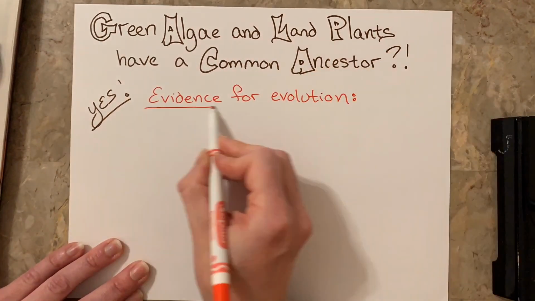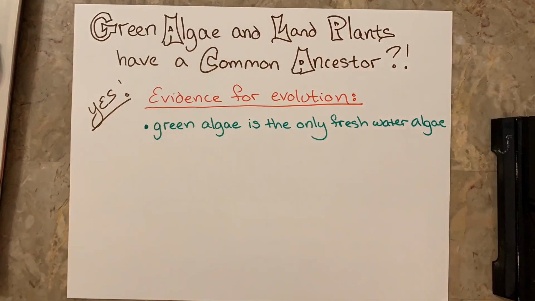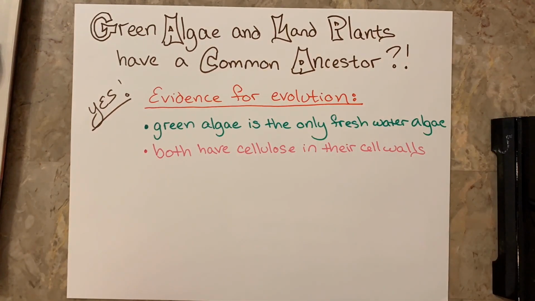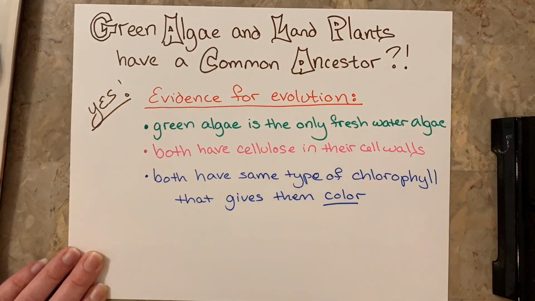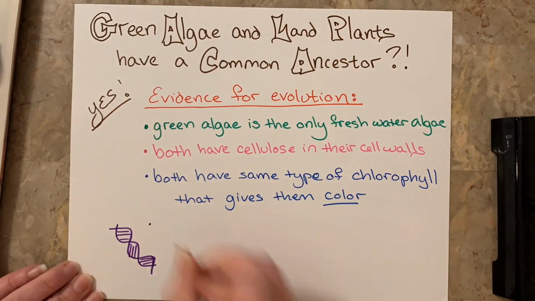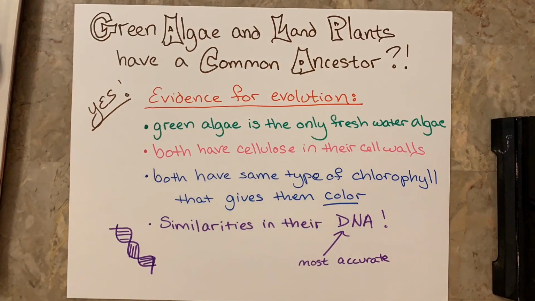So in science, we don't just make these things up. We have evidence for evolution. So here you go. A green algae is the only freshwater algae. Both have cellulose in their cell walls. Both have the same type of chlorophyll that gives these plants their color. And the most reliable data that's been collected is DNA evidence that shows that they have a common ancestor.